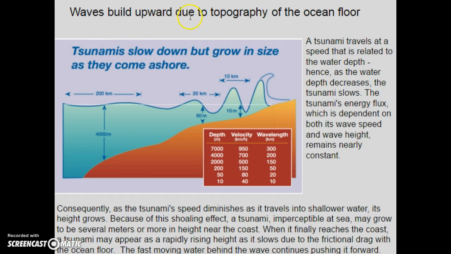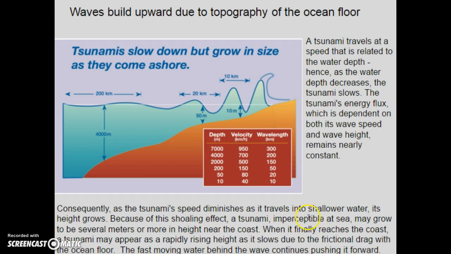So waves build upwards, and I just want to make sure we emphasize this: an incoming wave is traveling extremely fast with a very large wavelength. When it comes into contact with the ocean bottom, it slows down, and the water on top only has one place to go, and that's up. It travels really fast in deep water, but the tsunami's energy flux is dependent on its wave speed and its height, and this remains constant. Therefore, if the speed is changing, the wave height must change proportionally. As the speed diminishes in shallower water, its height grows. This is called a shoaling effect.